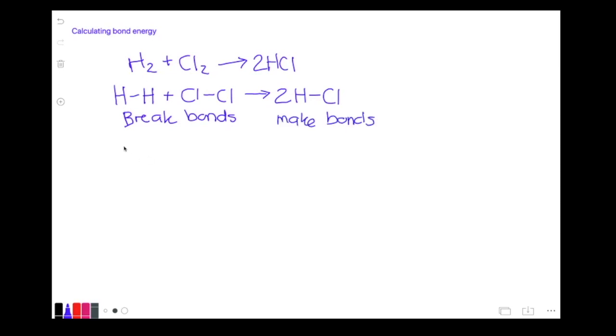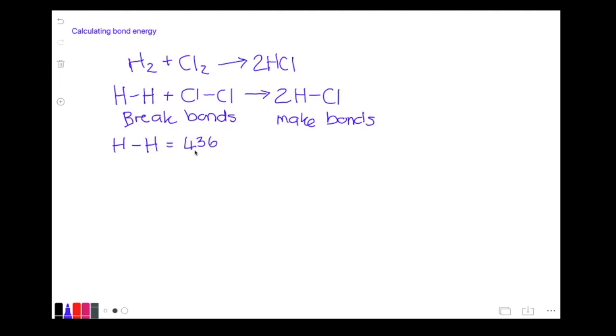So we're going to use the data table to look at the total energy that we need to break the bonds on this left-hand side, and then the total energy that we need to make these new bonds. We go through this one molecule at a time. We start with hydrogen, and we can see that we have one hydrogen molecule, and the energy required to break that hydrogen bond is 436.